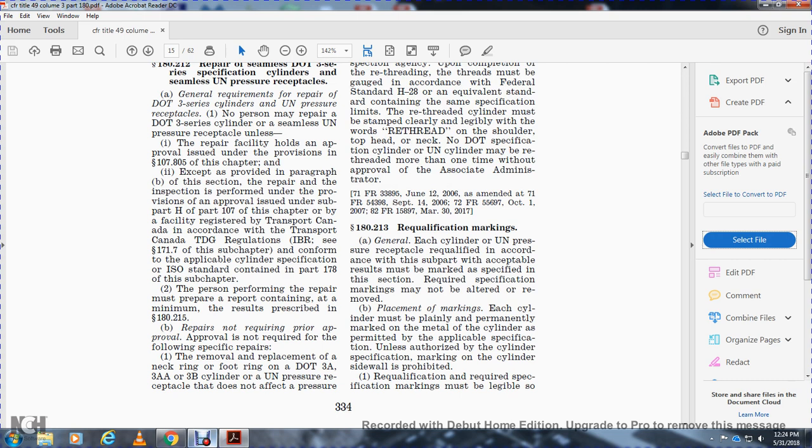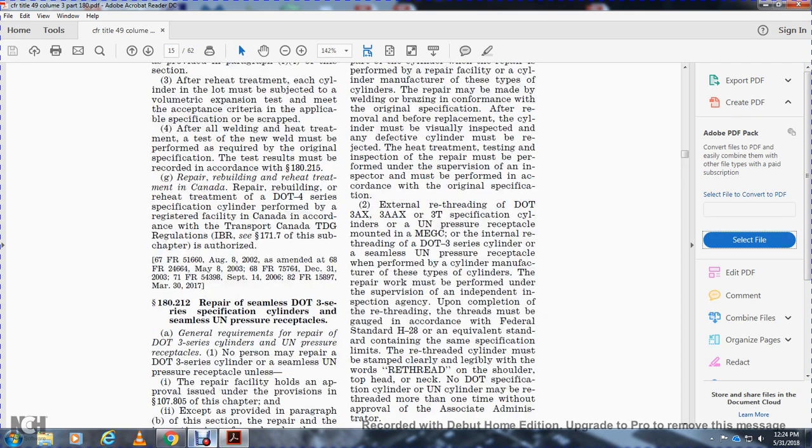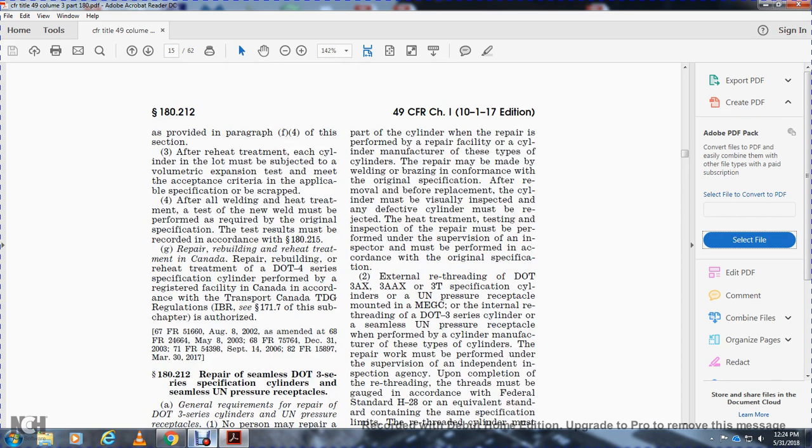Repair not requiring prior approval. The approval does not require the following specific repair: the removal or replacement of the neck ring or foot ring on a 3A or 3B cylinder or UN pressure receptacle that does not affect the pressure part of the cylinder, with the repair performed by the repair facility.